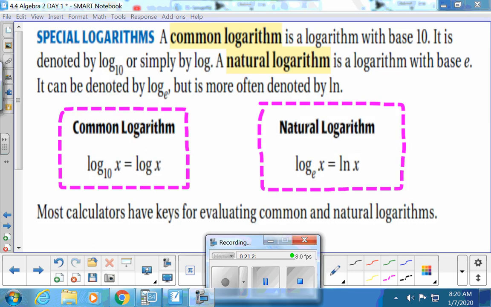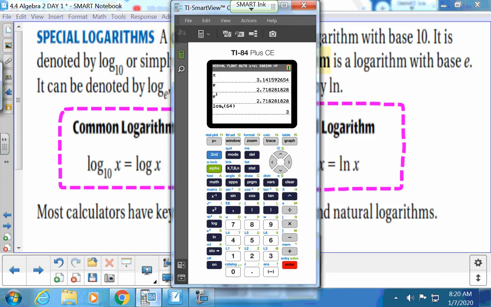All right, hey, thanks for watching. Everybody's looking really tired. We have like one more concept to cover. And that is the common logarithm button and the natural logarithm button. So there are 2 buttons on your calculator I'm going to show you right now.